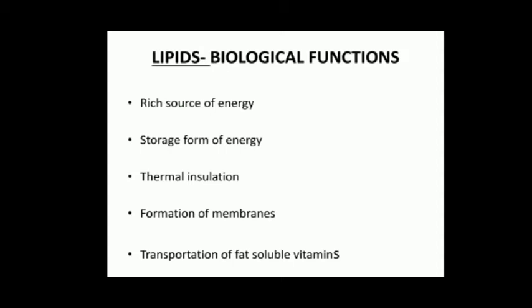And the third function is thermal insulation. The subcutaneous fat deposited under the skin serves as an efficient heat insulator, preventing the loss of body heat. As you know, fat is a poor conductor of heat, and so fat gives adipose tissue its insulating capabilities. This adipose tissue insulates against uncontrolled heat loss from the body to the environment.